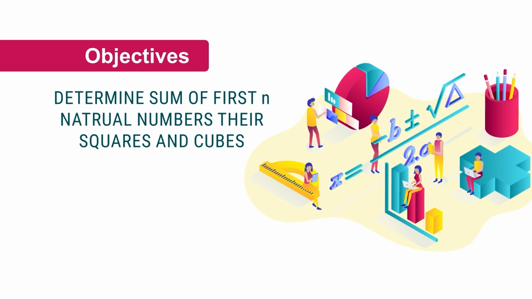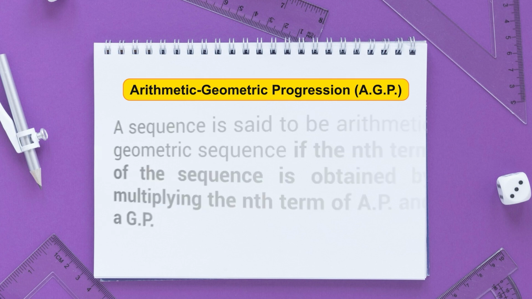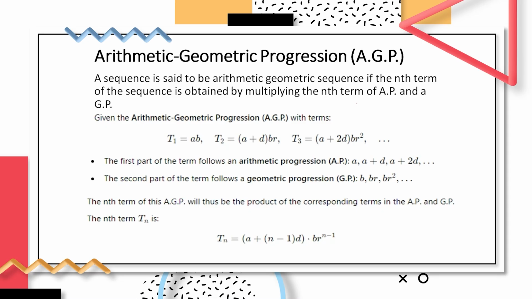and cubes. To begin with, arithmetic geometric progression is a special type of progression wherein both arithmetic progression and geometric progression are fused together. That means the nth term of the sequence is obtained by multiplying the nth term of an AP and a GP. So let's consider an arithmetic progression AP wherein the terms are A, A plus D, A plus 2D and so on. And we have a geometric progression wherein the terms are B, BR, BR square, BR cube and so on.